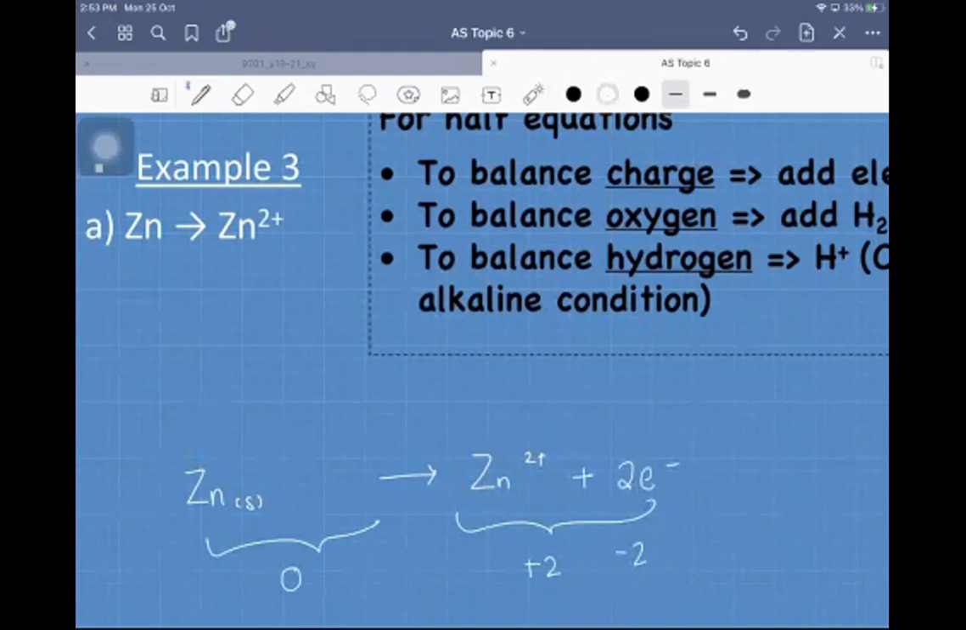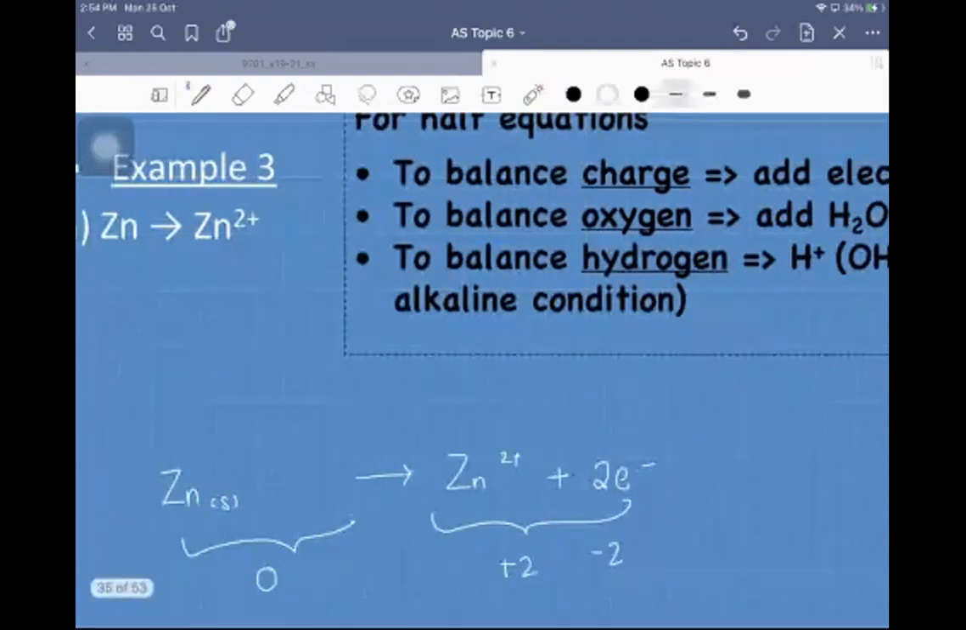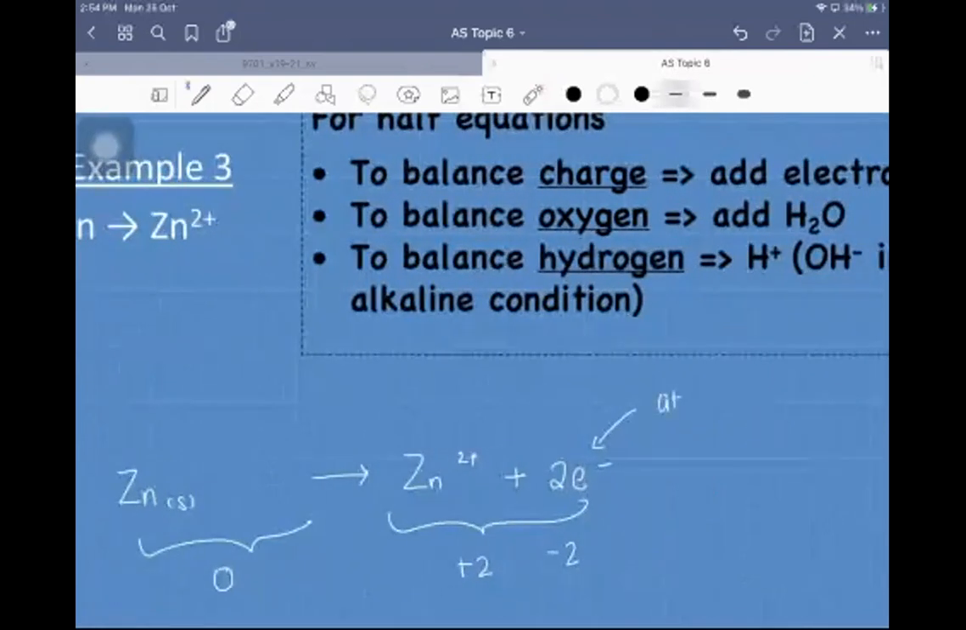Now my half equation of the oxidation of zinc is complete. How do I know it's oxidation? I have lost electrons. Another way to spot this is I go from 0 oxidation state in zinc solid to +2 oxidation state in zinc ion. My half equation is complete. So just some explanation: add 2 electrons to balance the charge on both sides of the equation.